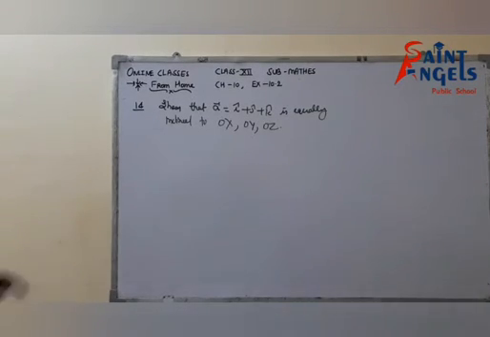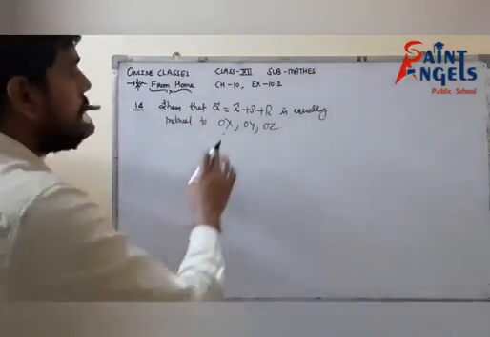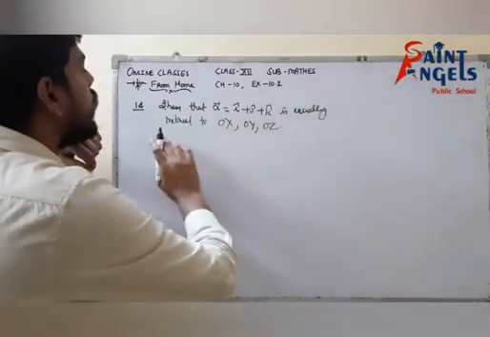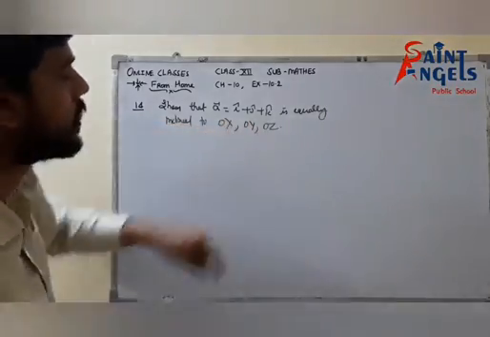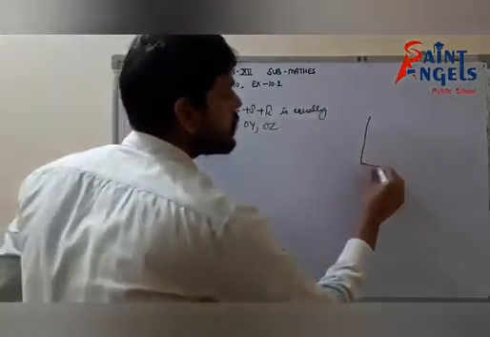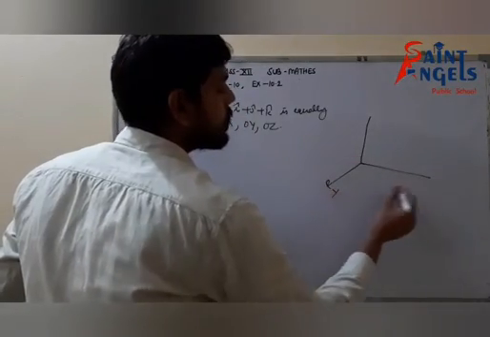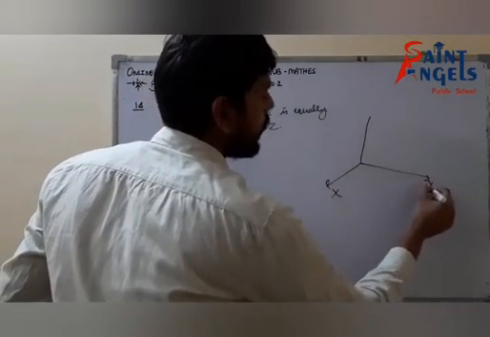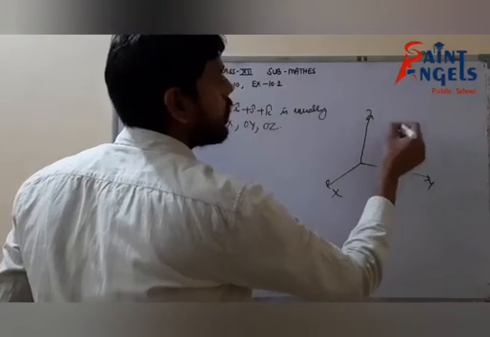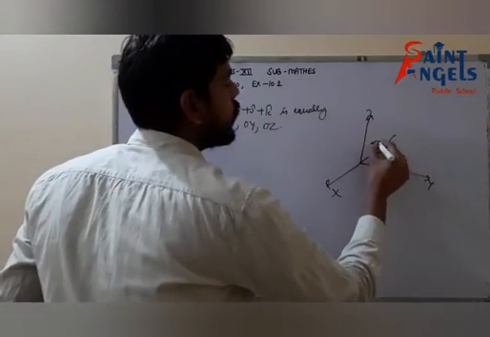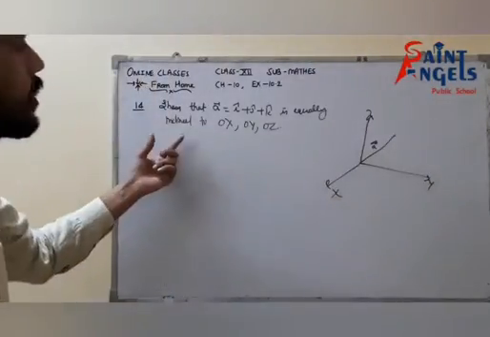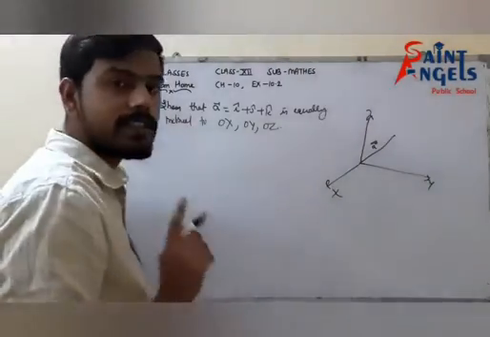Students, now look at the question number 14, that show that vector a, i plus j plus k, is equally inclined to ox, oy, oz. It means on x-axis, y-axis, and z-axis. Suppose these are my 3D space, x-axis, y-axis, and z-axis, and this is this vector, a vector. So we have to prove that it is equally inclined. It is making the same angle.